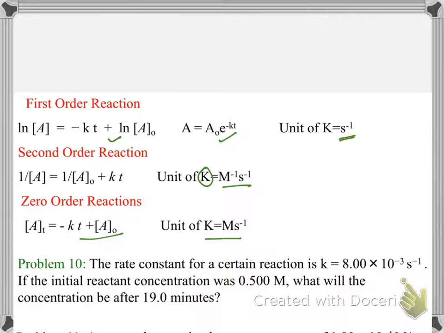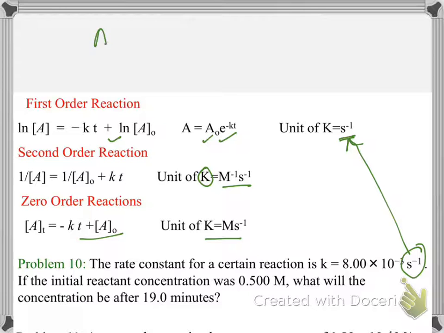Problem number 10. The rate constant for a certain reaction is given: K equals 8.00 times 10 to the negative third. And if the initial concentration was 0.500 molar, what will be the concentration after 19 minutes? Now, how will you know what kind of reaction this is, first, second, or zero, by the unit of K? This shows that the reaction is first order with respect to the reactant. So you can use the ln equation or the A equation.